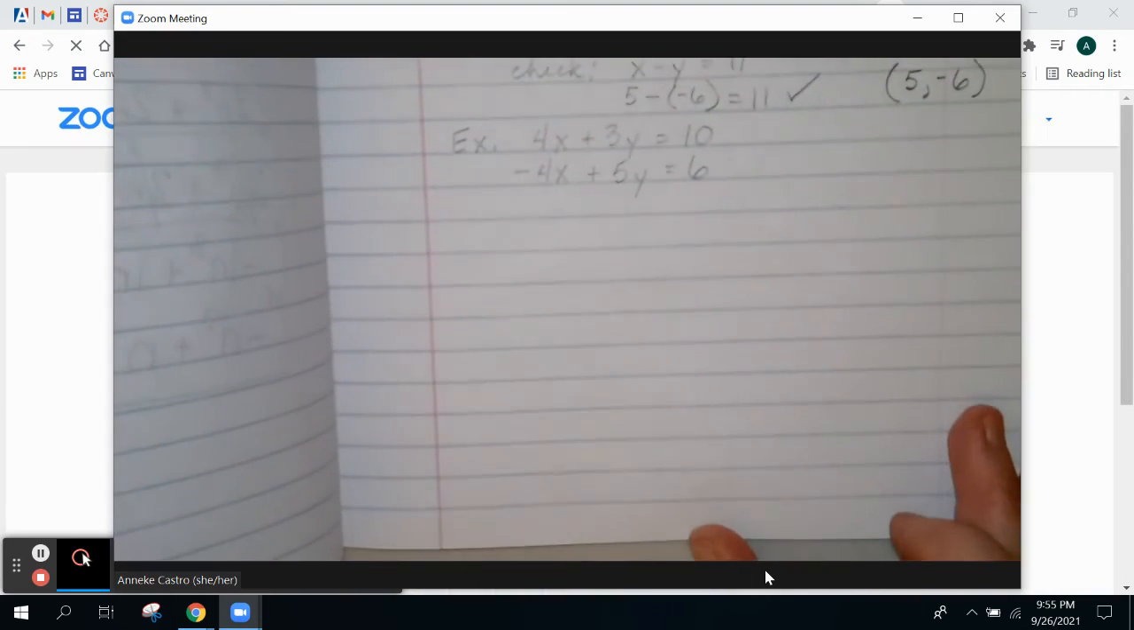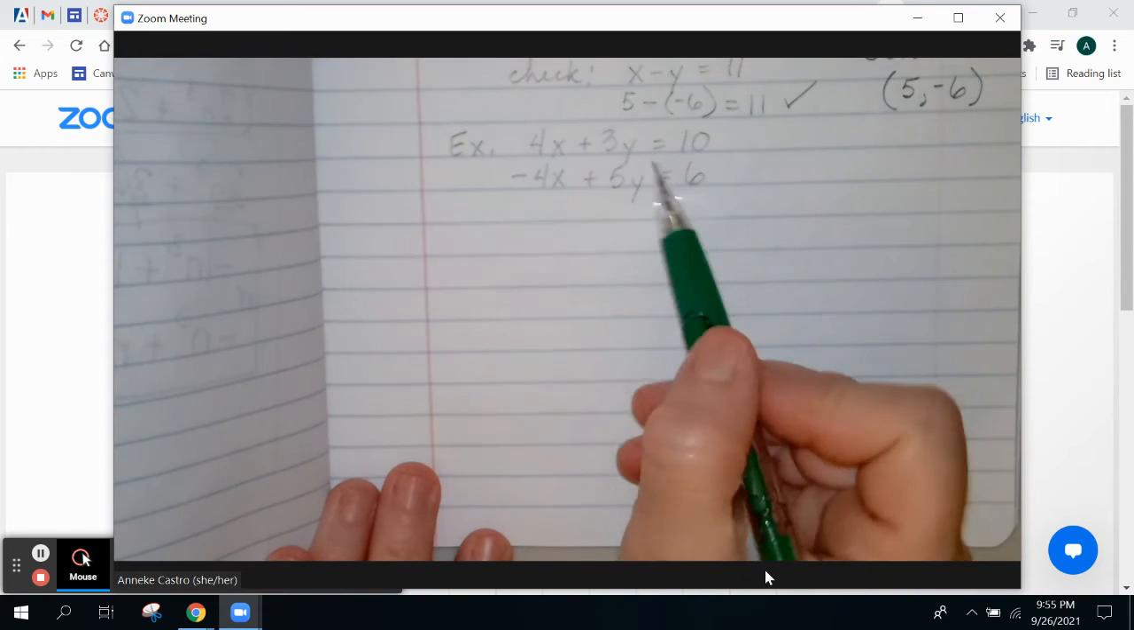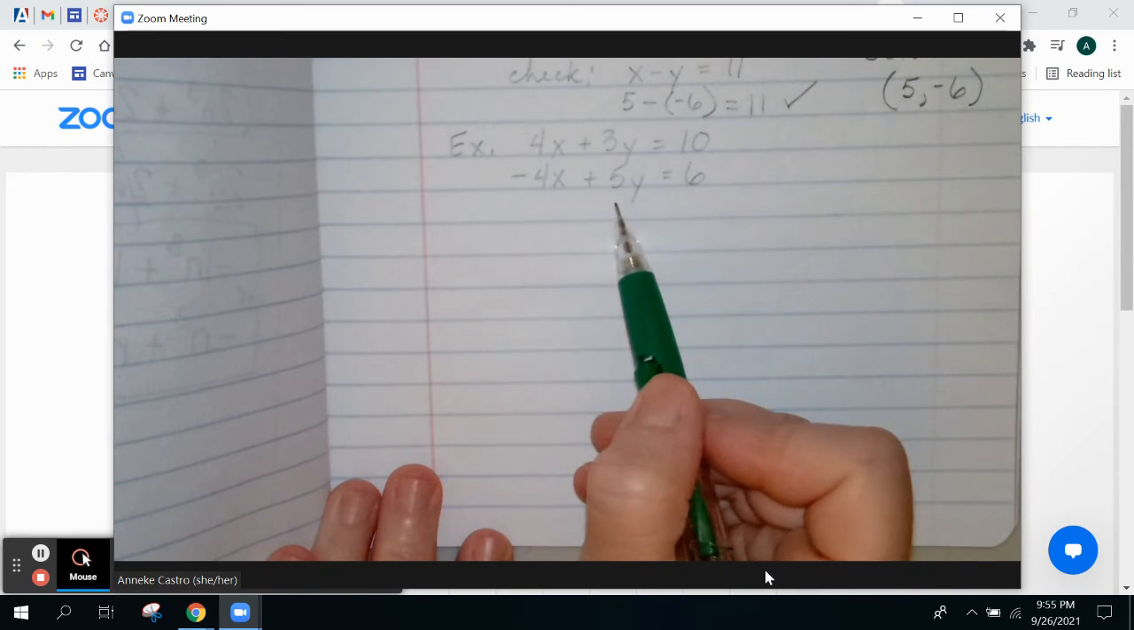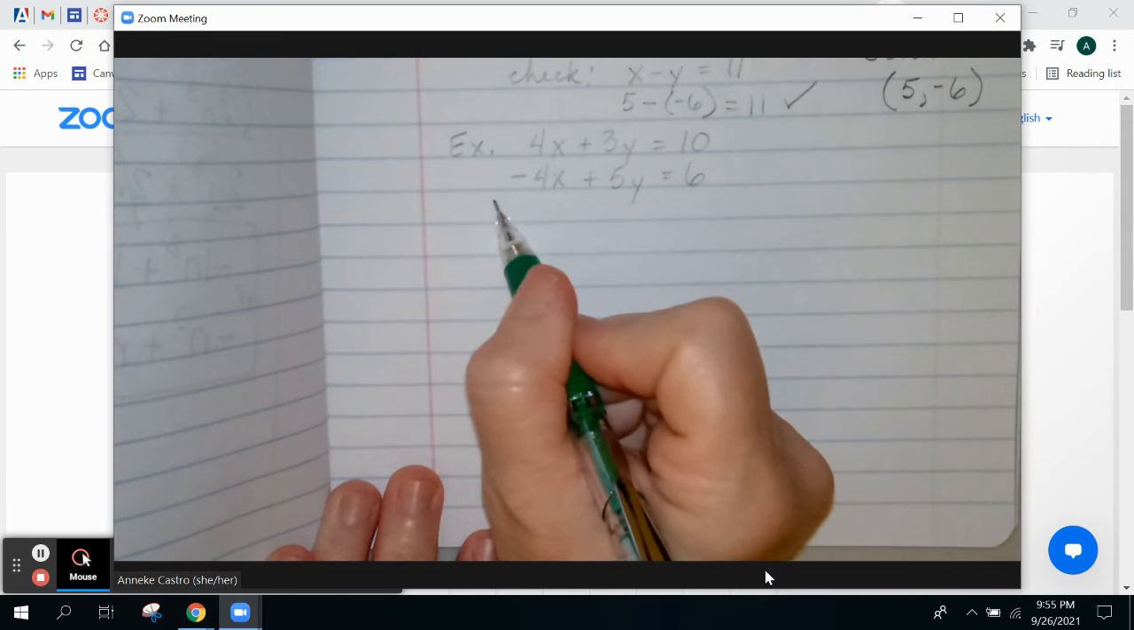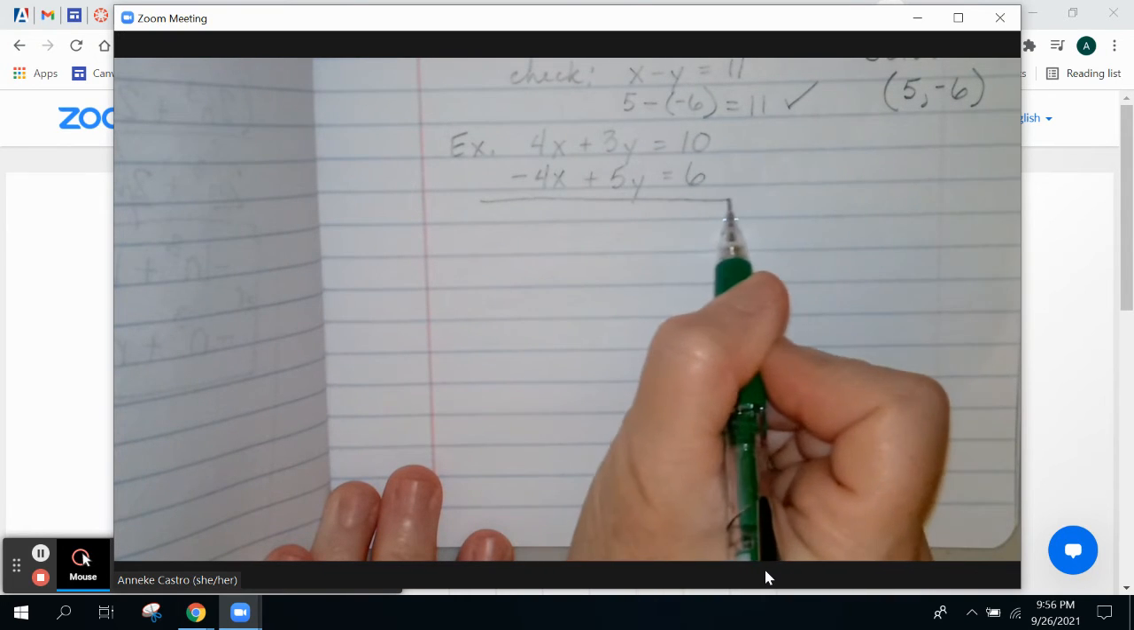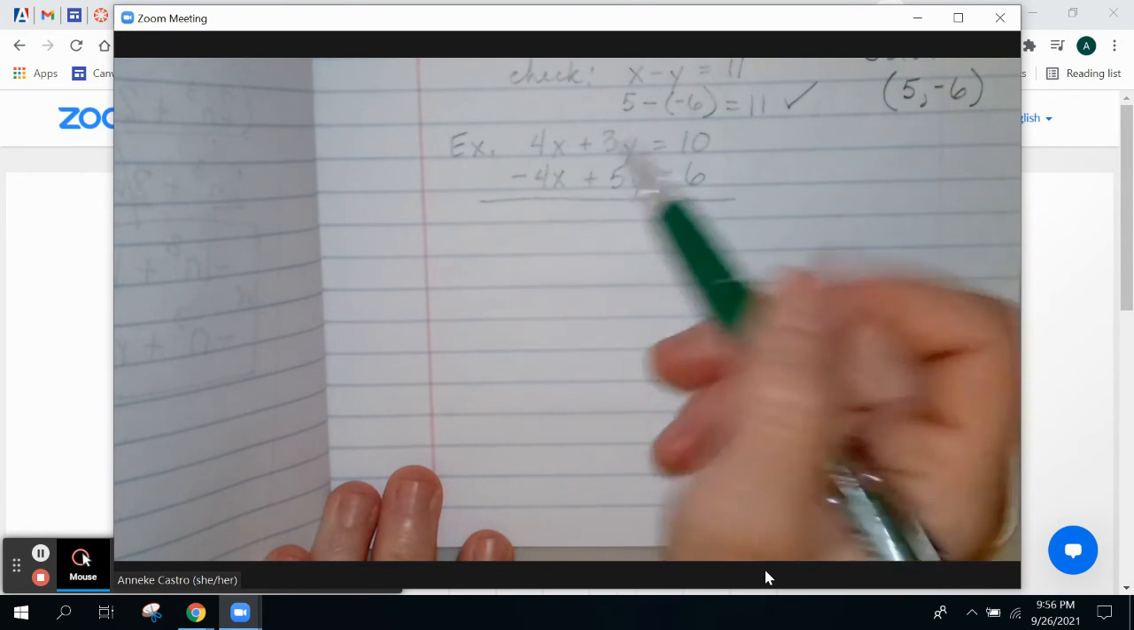So here is my second example that I'm going to do. 4x plus 3y equals 10, and negative 4x plus 5y equals 6. So I'm going to go ahead and add my two equations together. 4x plus negative 4x is 0.